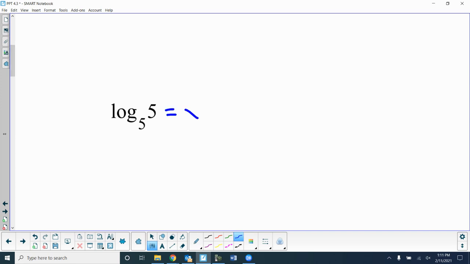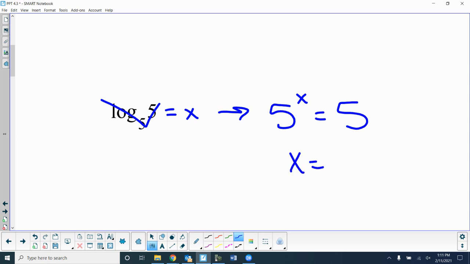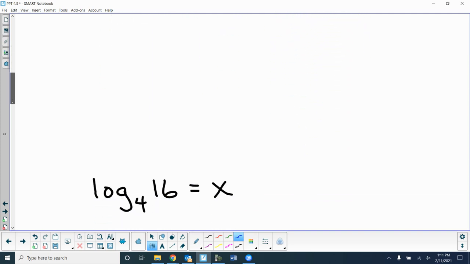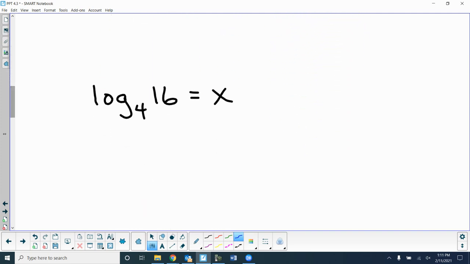So again, if you think of it like this, 5 to what power equals 5? First power, right? And we just said that was one of our properties. Those cancel out, the answer is 1. But again, that's how you should think about it. And if you start thinking about it that way, it makes it pretty easy.